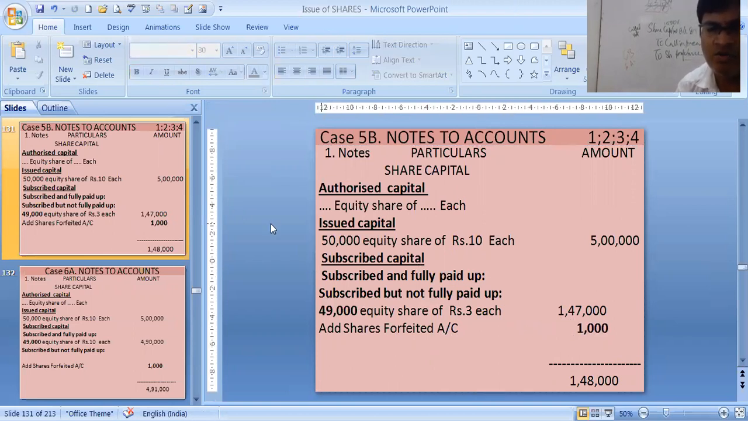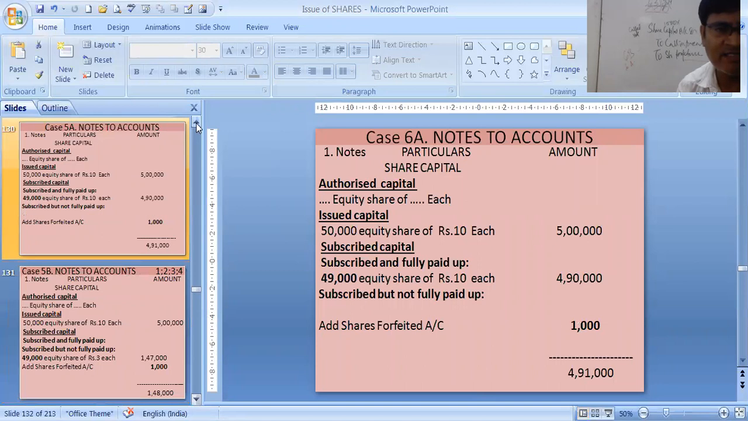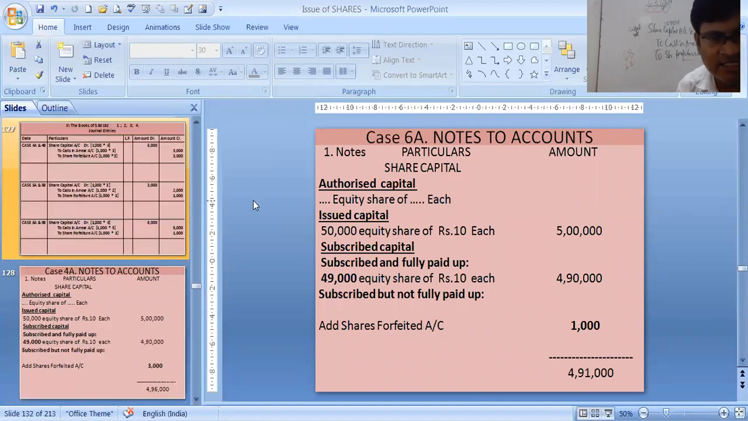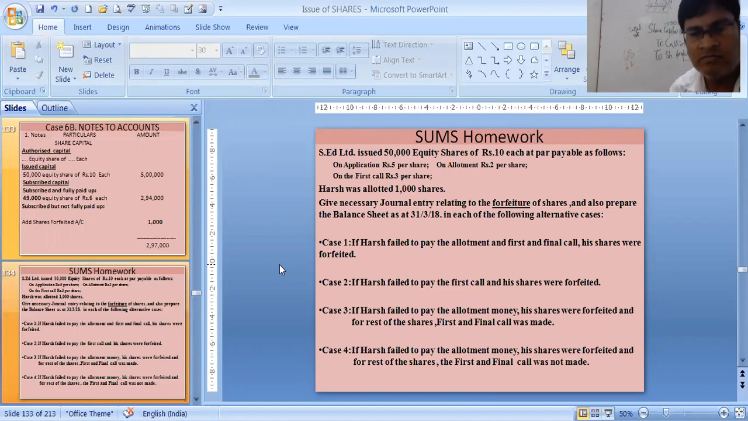Case 6A now. 6A again, everything is called except the reserve share. So subscribed and fully paid up 4,90,000. 1,000 is the share forfeiture amount. That is 1,000 written over here. Next is case 6B. In 6B, the company has not made the second call. 49,000 into 6, 2,94,000. The company has not made the second call, and his shares were forfeited, and share forfeiture value is 1,000. So these were the different cases for shares issued at par.